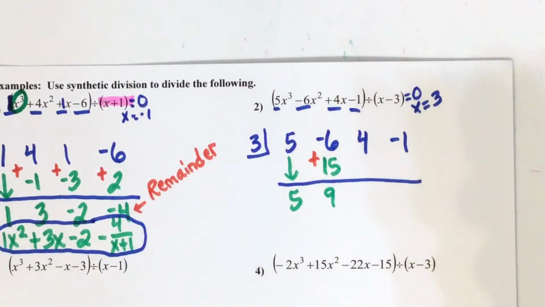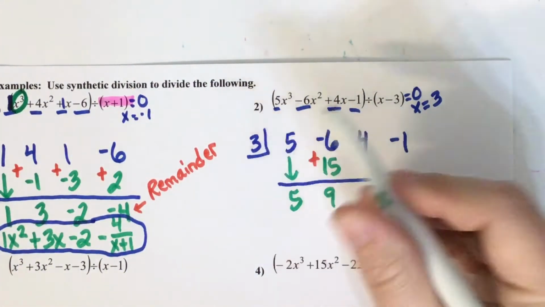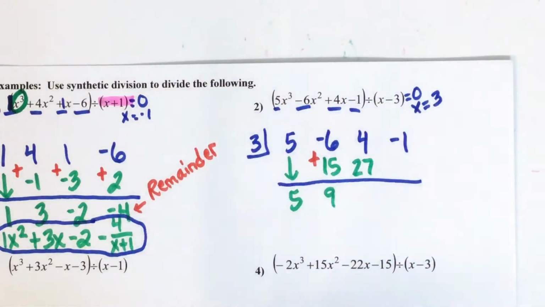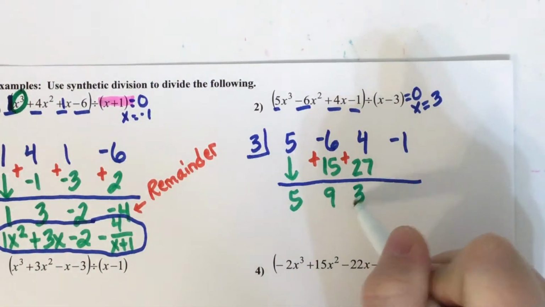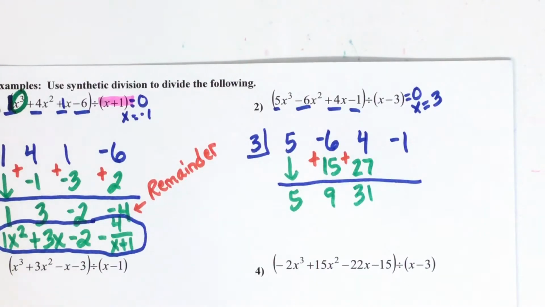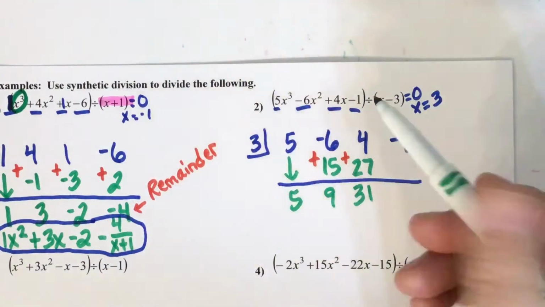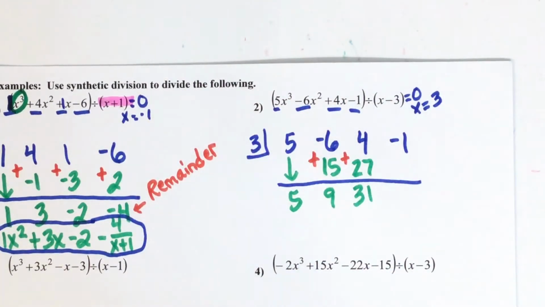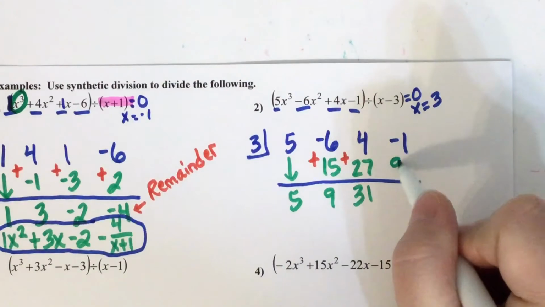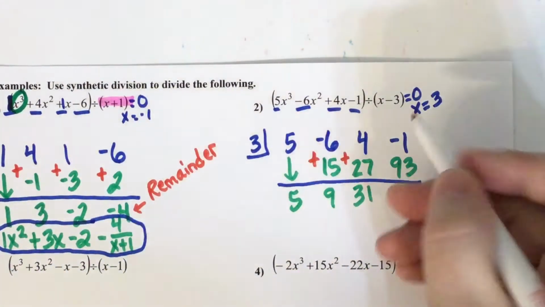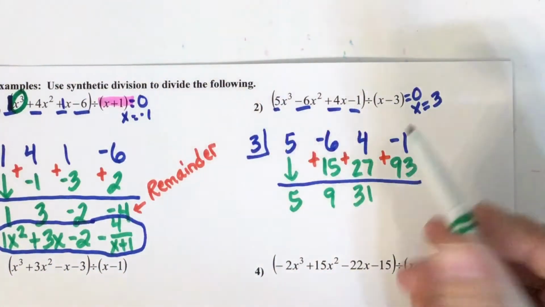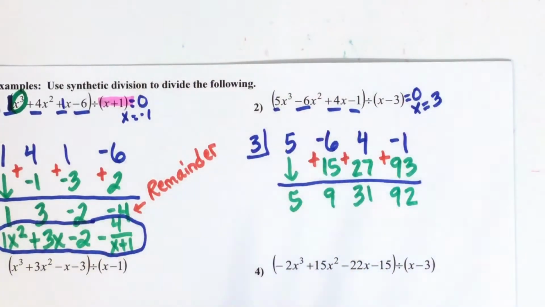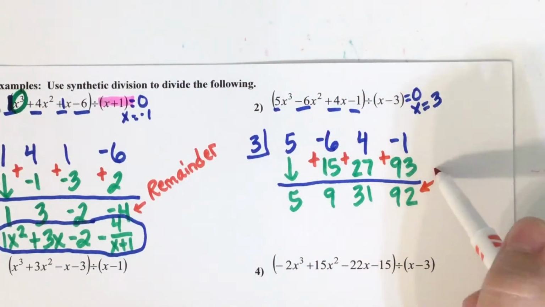Then go back to multiplying. 9 times 3 is 27. Then go back to adding. 4 plus 27 is 31. Then you go back to multiplying. And 31 times 3 is 93. And then you go back to adding. And negative 1 plus 93 is 92. Okay, remember, this last number is always the remainder.